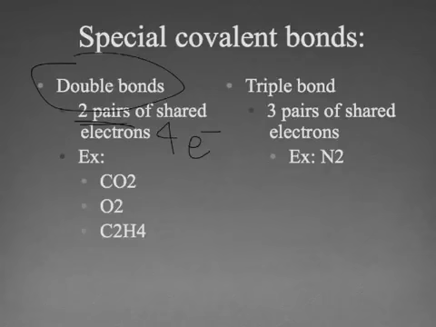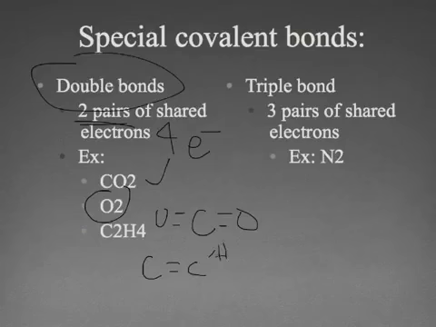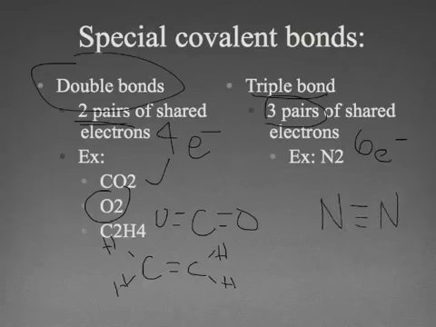Some examples of molecules with double bonds: carbon dioxide, if I drew carbon dioxide, the bond pattern would look like this. Oxygen gas has a double bond. C2H4 has a double bond. It will look something like that. And we can even have something called a triple bond. In a triple bond, we'd be sharing 3 pairs of electrons, so 6 electrons total. An example of that is nitrogen gas. We have a triple bond right there. So that's video 2, and I'll see you in video 3.